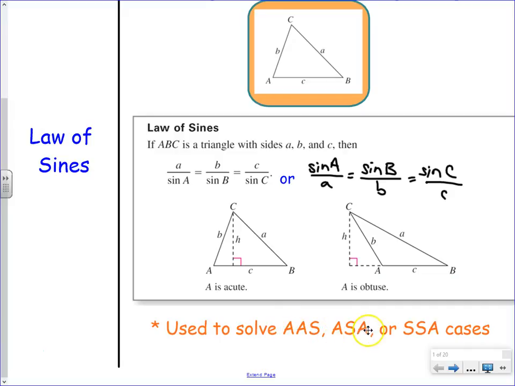What's AAS and ASA and SSA? What do all the A's and S's stand for? A is for angle. S is for sides. When have you seen these before? Geometry! Yeah, but what about it? CPCTC. Congruent parts of congruent triangles are congruent.